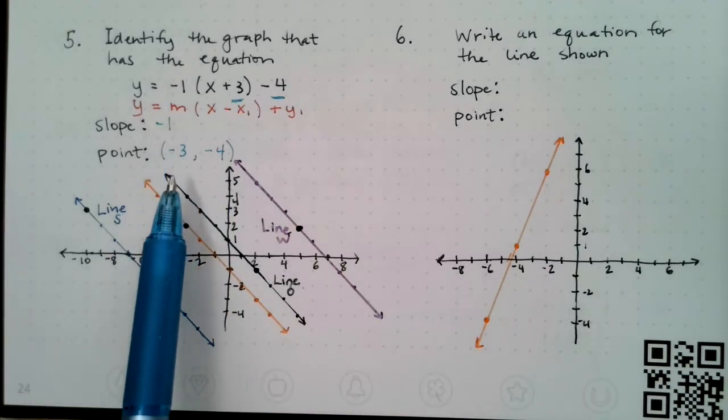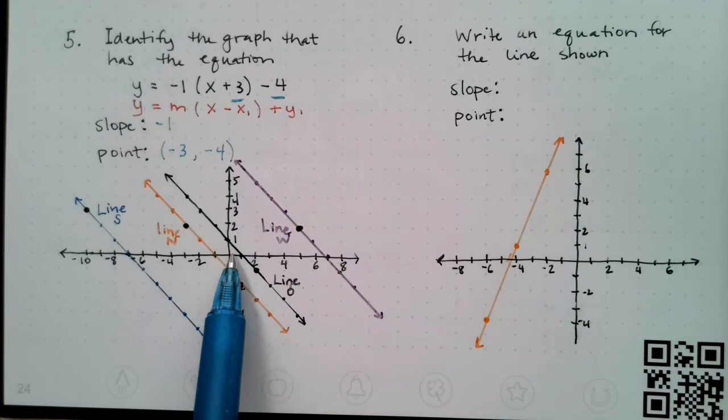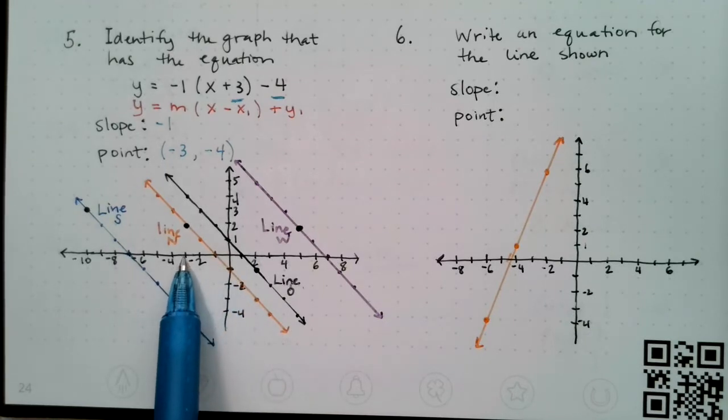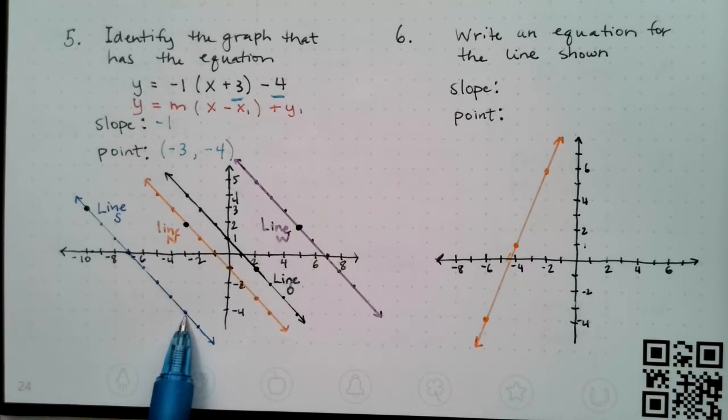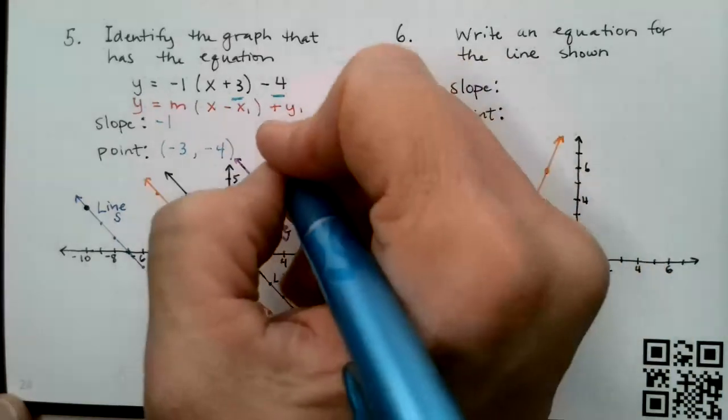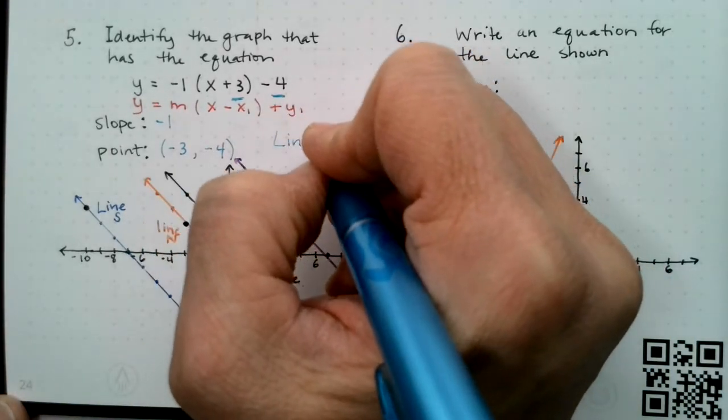So if we're looking at our graphs that are given, if I go to -3 for the x coordinate and I go to -4 for the y coordinate, there is really only one choice here. But it does match that we have a -1 slope, down one, right one, or up one, left one. So line S is our choice here.